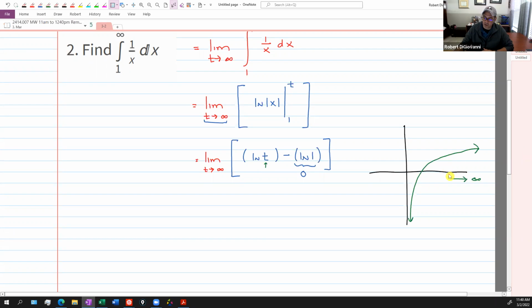The natural log function grows as you move from left to right. It doesn't grow real fast, but it does grow and it grows forever. So as you go to the right, the natural log function grows without bound. It just keeps getting bigger and bigger and bigger, which means that this goes to infinity, and infinity minus 0 is infinity, which means that this integral diverges. That means that it does not head to a number.